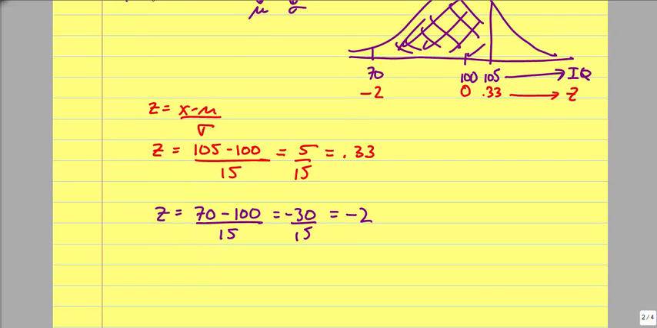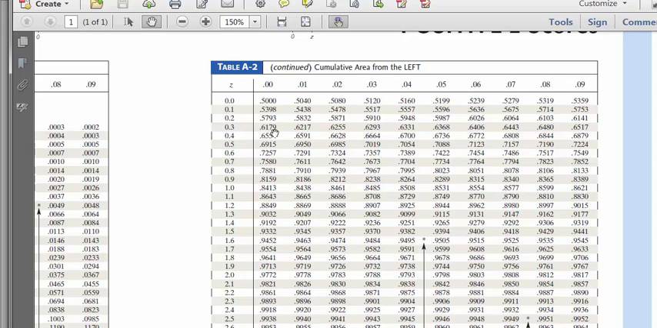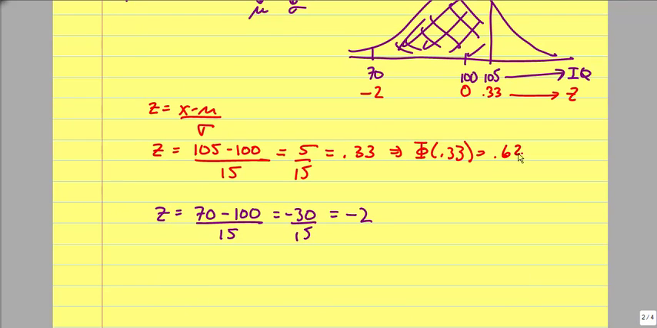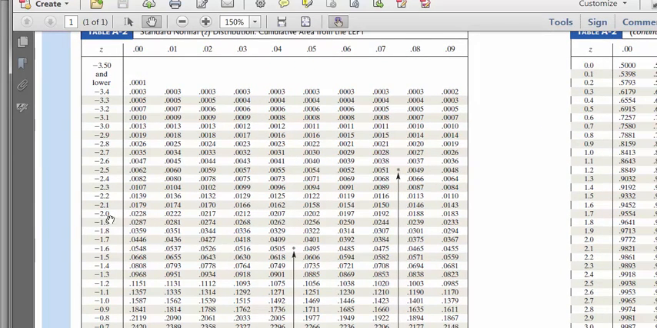So now what I can do is look up these scores. So if I look up this score, 0.33, let's see what we get. So that's going to be over here on the right hand side. So here's 0.3, 0.30, 0.31, 0.32, 0.33. That's 0.6293. And then for my next one, I have phi of negative 2. So let's go ahead and look up negative 2 on the left-hand table. And here I have negative 2.00. That's 0.0228.